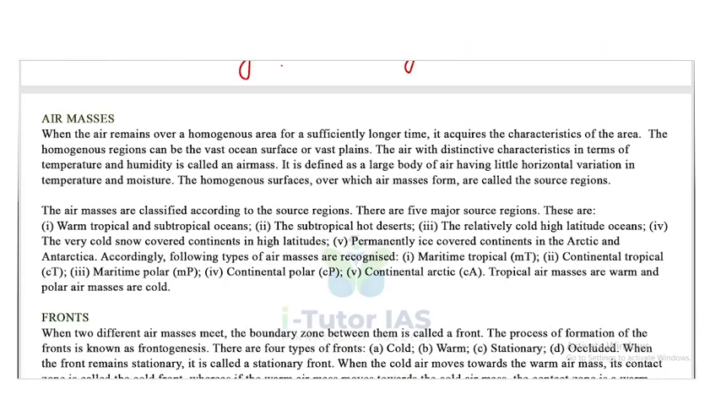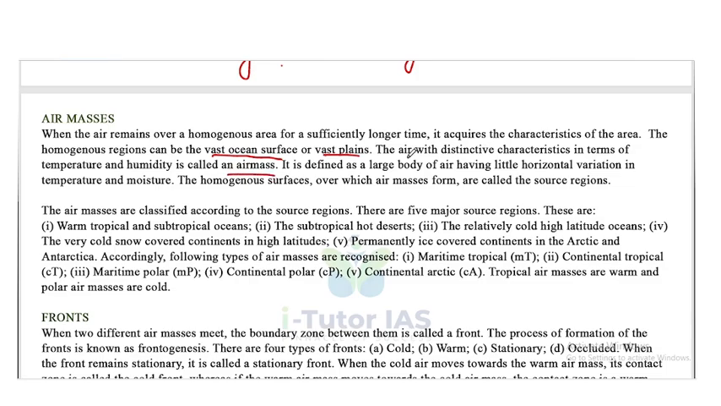Now, air masses. When the air remains over a homogeneous area for a sufficiently long time, it acquires the characteristics of that area. The homogeneous region can be a vast ocean surface or a vast plain. The air with distinctive characteristics in terms of temperature and humidity is called an air mass.